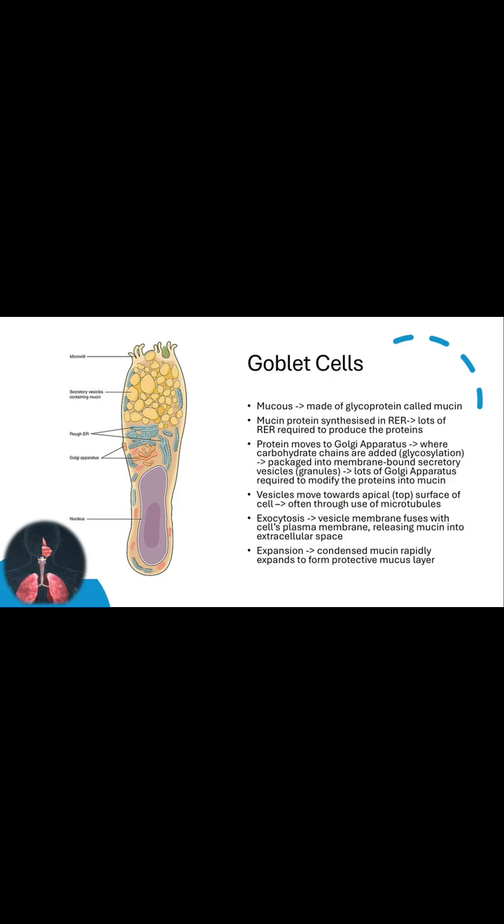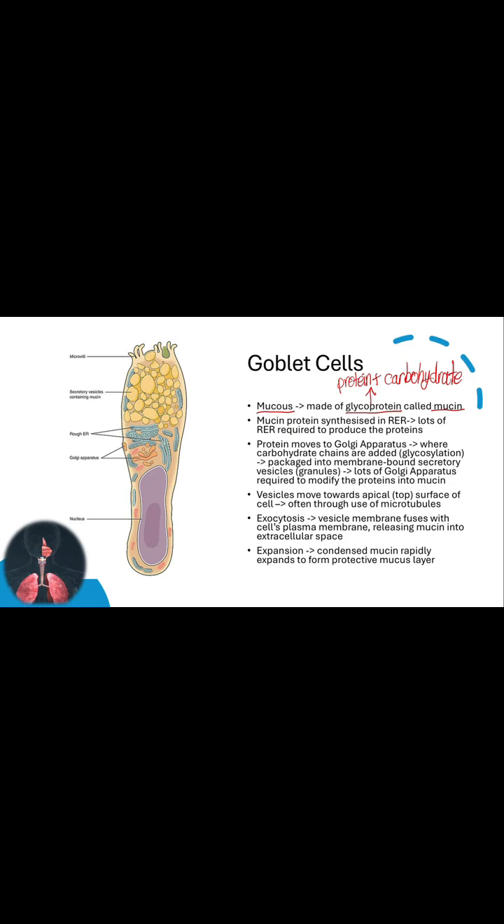Now, goblet cells have a step-by-step process of the way they create mucus and release it into our respiratory tract. So mucus is made of the glycoprotein mucin, which, if you don't know what that is, is a protein plus a carbohydrate. And if you have already covered cell structure, which should be the first topic you cover in this year, then you'll know which parts of the cell could potentially be involved in making mucin.